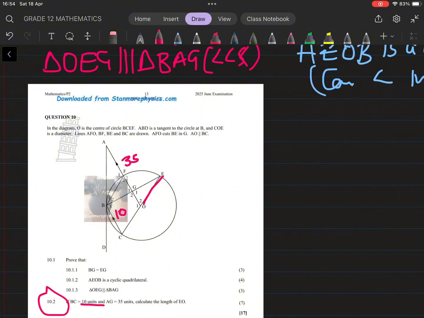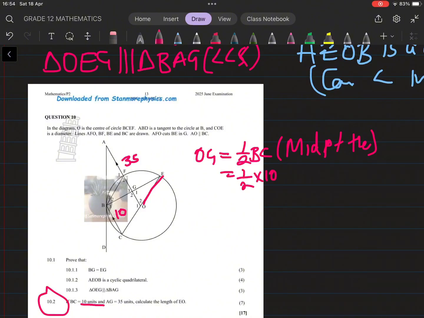Right. Now we can now say that OG is equal to half of BC. Right? That follows the midpoint theorem. And then we have 1 over 2 of 10 that will give us 5 units, meaning our OG will now be equal to 5 units. OG is 5 units.